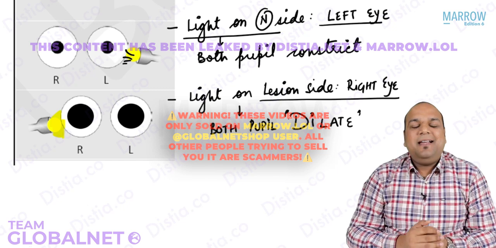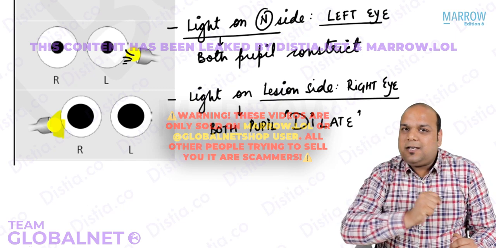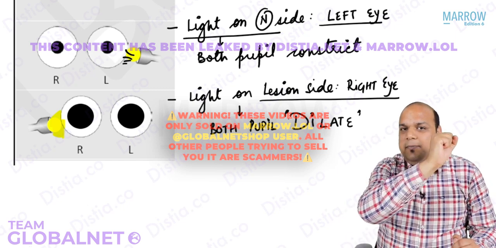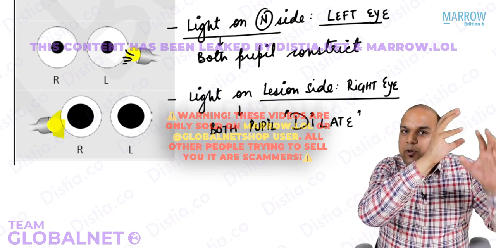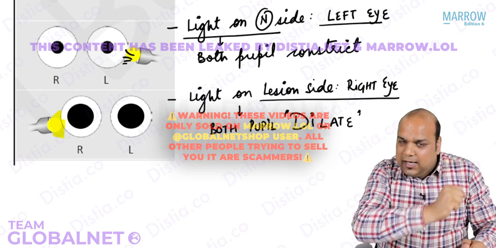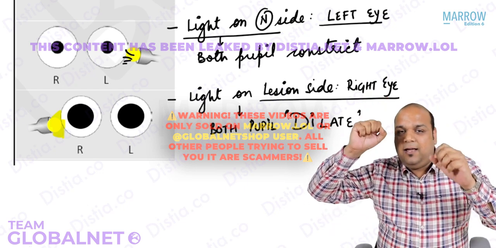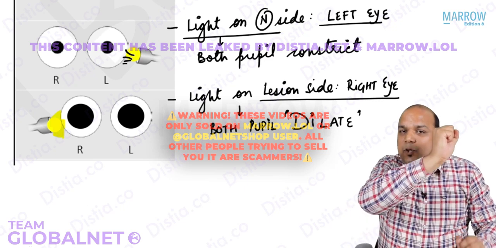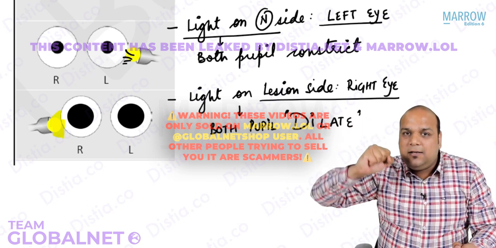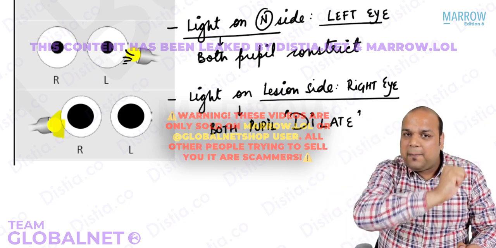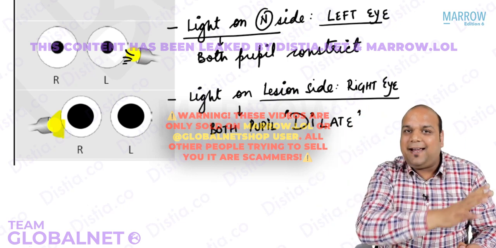Why so, sir? That is where the swinging flashlight test comes into effect. We don't just do it once. We swing. We threw light on the left eye, both pupils constricted. We threw light on the right eye, both pupils constricted. We again swing the torch back to the left eye. Both pupils again constrict. Again go back to the right eye. Both pupils again constrict. We keep doing this 5 or 6 times.